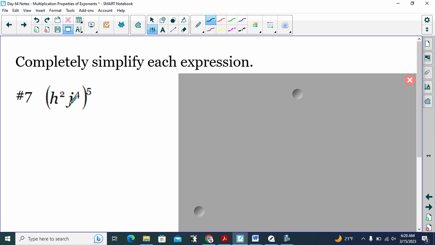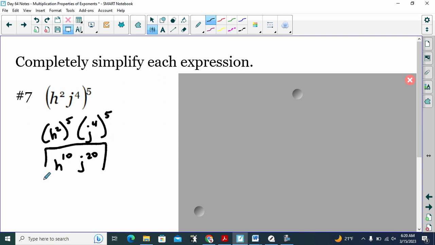Notice I have a product. I'm multiplying to an exponent. I can distribute the 5th. So I've got h squared to the 5th. And then I've got j to the 4th to the 5th. I raised each of these things to the 5th power. Now this is power of a power. I multiply. Power of a power, I multiply. H to the 10th, j to the 20th.